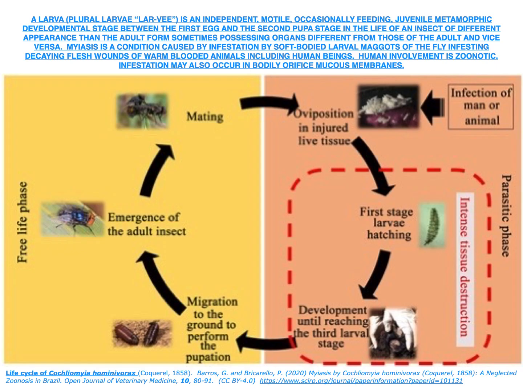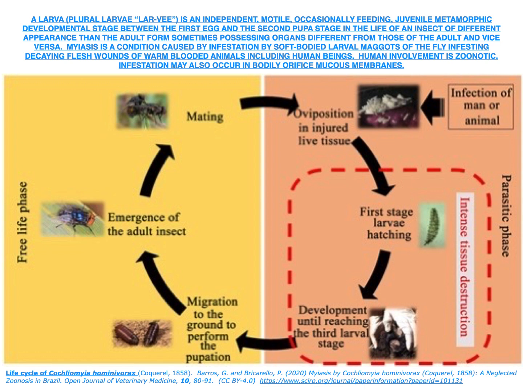A larva is an independent, motile, occasionally feeding, juvenile, metamorphic developmental stage between the first egg and the second pupa stage in the life of an insect, of different appearance than the adult form, sometimes possessing organs different from those of the adult and vice versa.